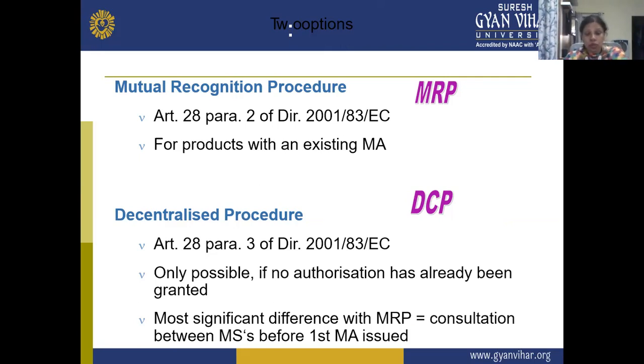Other than that, the most significant difference with MRP is the consultation between MSs before the first MA is issued. So if the first marketing authorization is being issued, the MSs have a discussion before that. This is the main difference between the MRP and DCP. In MRP, no discussion is there, but in DCP, there is a consultation between all the MSs before the first marketing approval is issued. So this is the procedure for the centralized procedure, the mutual recognition procedure, and the decentralized procedure for the European marketing, or we can say for the approval from the EMA, that is the European Medicines Agency.